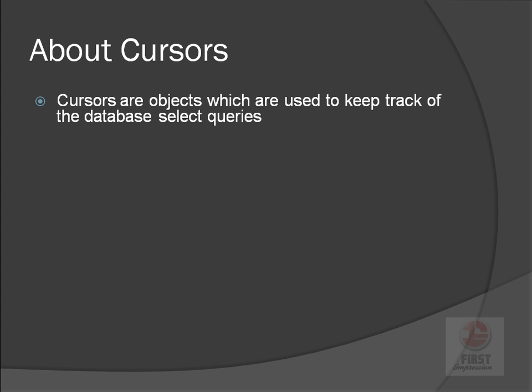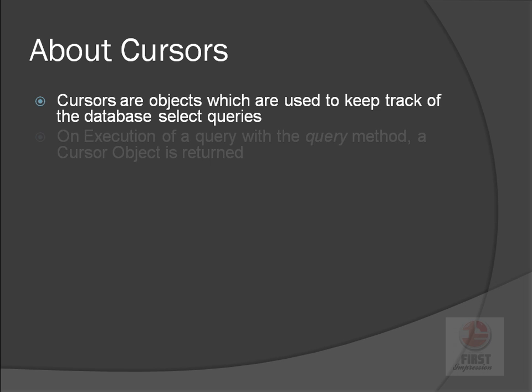Let's see what are cursors. Cursors are objects which are used to keep track of the select queries of database. To make this point clear, if you say select star from any table, you will get all the records from the table. But you cannot access all the records at one go. You will be accessing the records one by one. To keep a track of the record at which you are currently in, cursors are used.